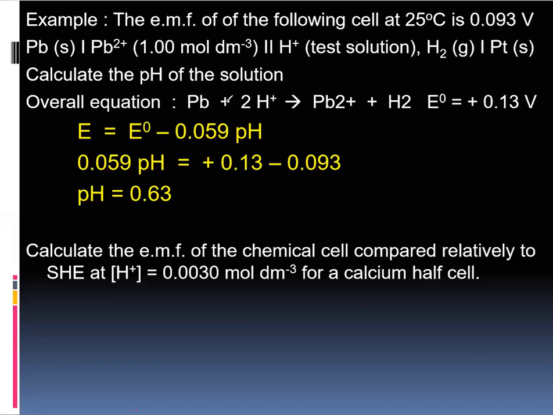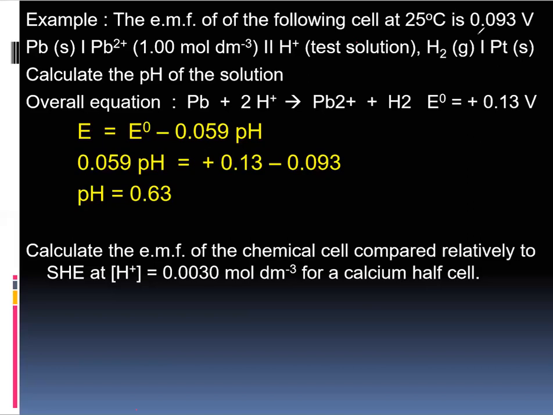The overall reaction in this case will be lead plus 2H+ to give you lead 2+. This is the reaction I'm writing out. Lead is our reactant here, and this and this are our product. So I just put that out, and our E0 is plus 0.13 volts. You don't need to memorize this. It will also be given. This is a standard value. So I insert my E0.